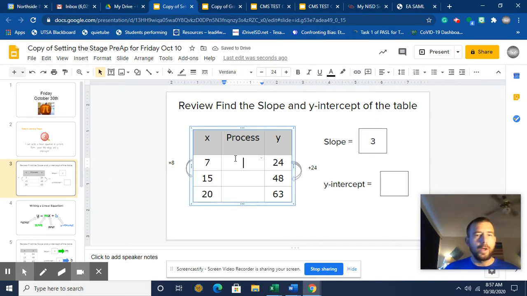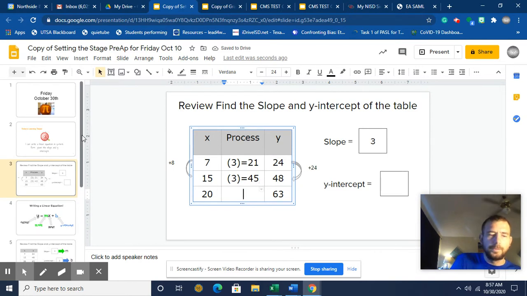When we're looking for the y-intercept, remember, we want to take whatever the slope is and multiply it by the x value. 7 times 3 gives me 21. 15 times 3 gives me 45. And then 20 times 3 gives me 60.